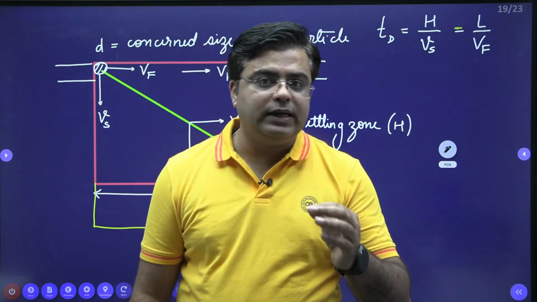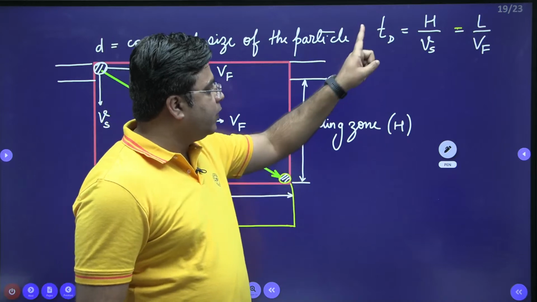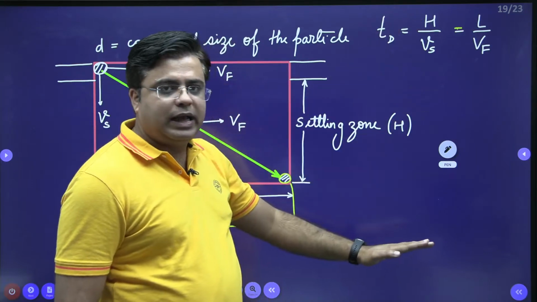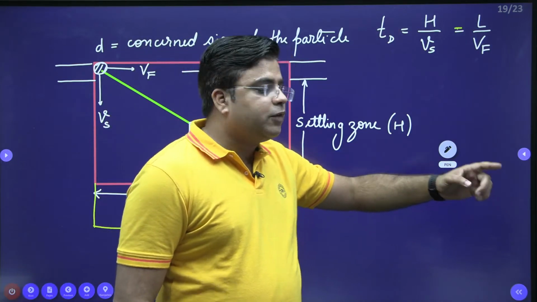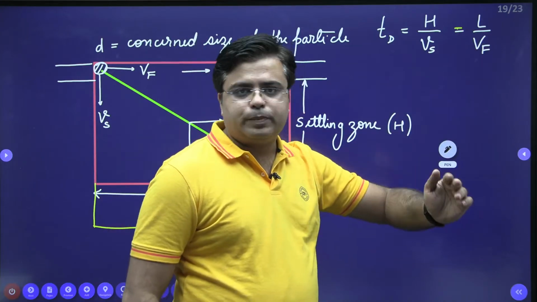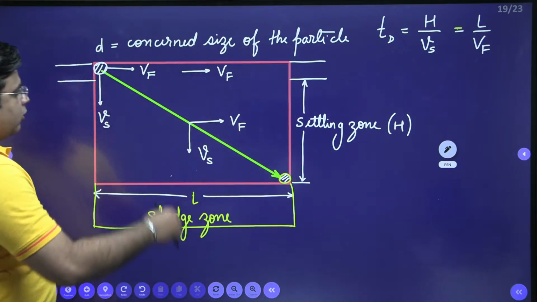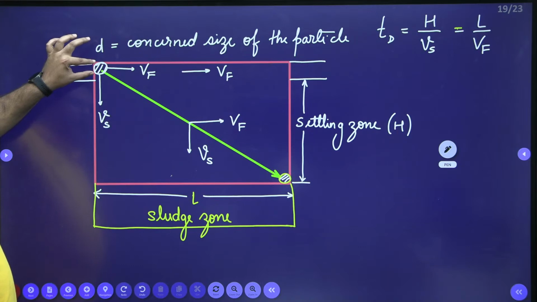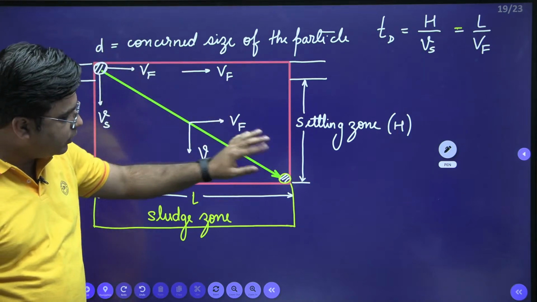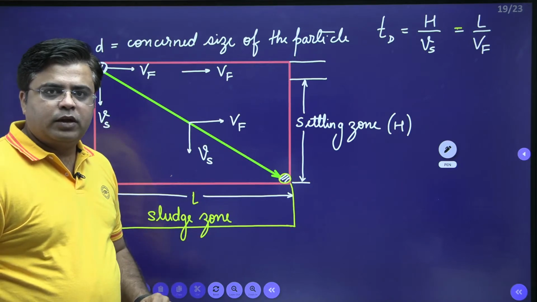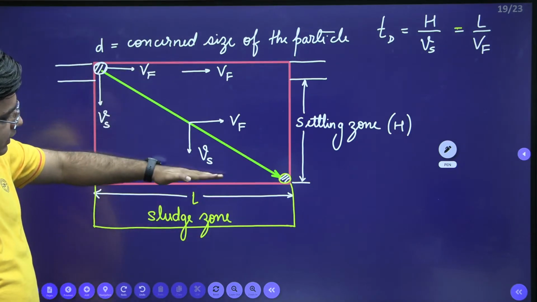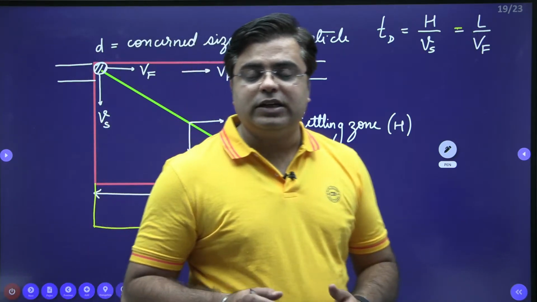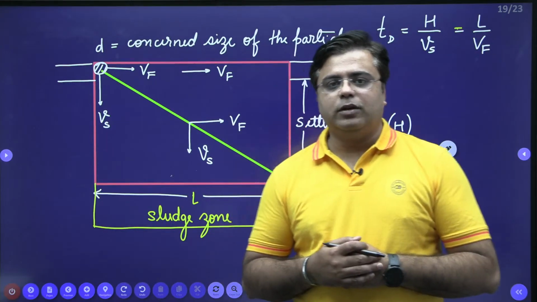And what do we mean by designing the tank? It means that we are providing sufficient time Td so that this particle can travel a distance of capital H and a distance of capital L with velocity Vs and Vf respectively. So this is how the concerned size of the particle travels inside the tank. It starts from one corner and reaches the opposite corner while traveling this length L. At the same time, it also travels this height of capital H. So this is how we design the sedimentation tank with respect to the concerned size of the particle.